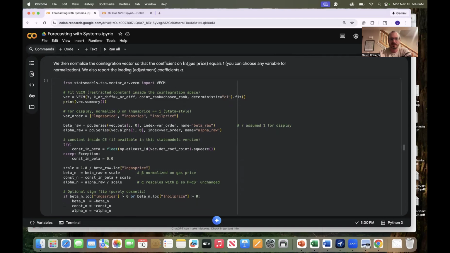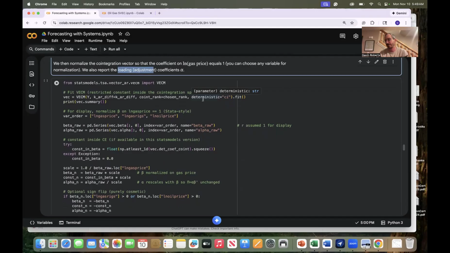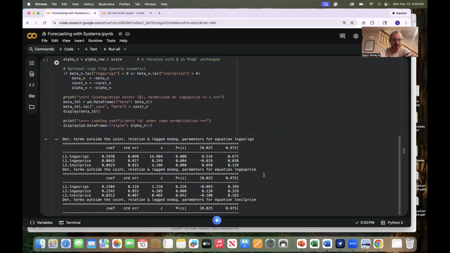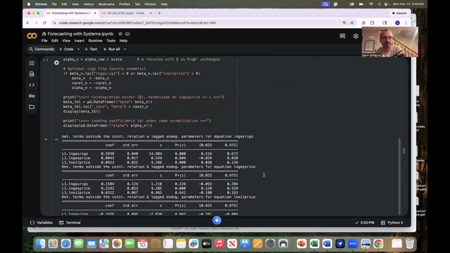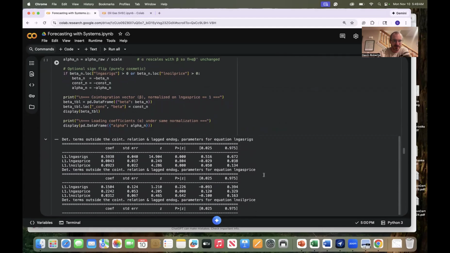And then we also report what are called the loading or adjustment coefficients, alpha. Those are the ones where, if we see a deviation from the long run relationship, we should expect movement back towards the long run relationship among at least some of the variables. So we can report and take a look at that and see, do we in fact find that type of movement? Do they adjust at all to deviations from the co-integrating relationship?